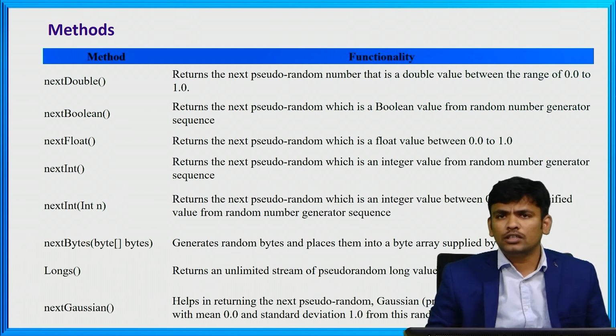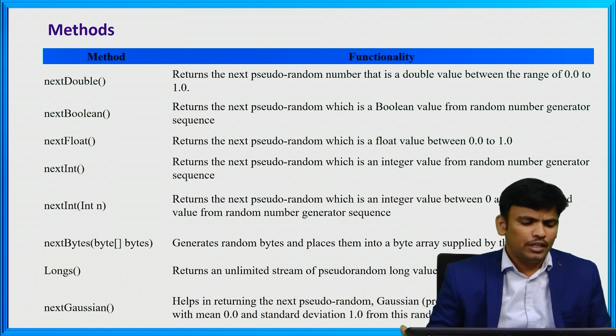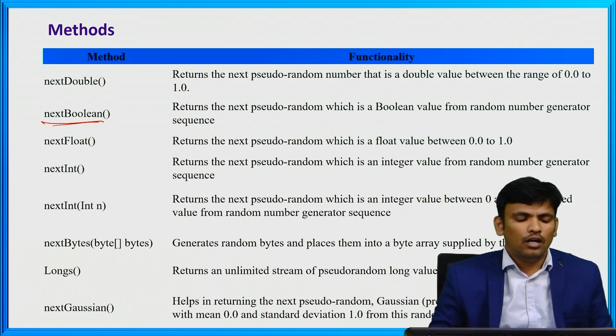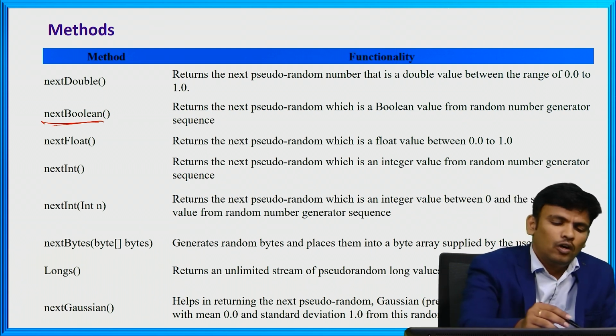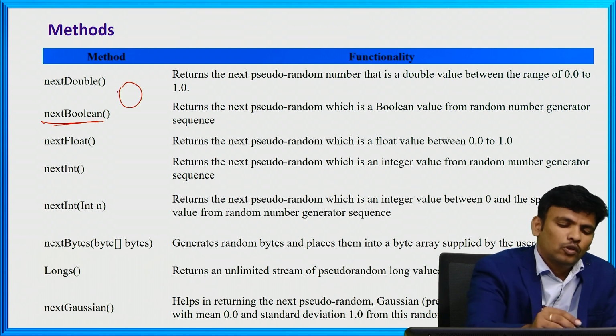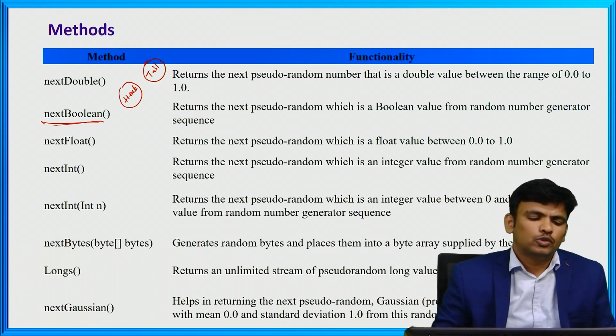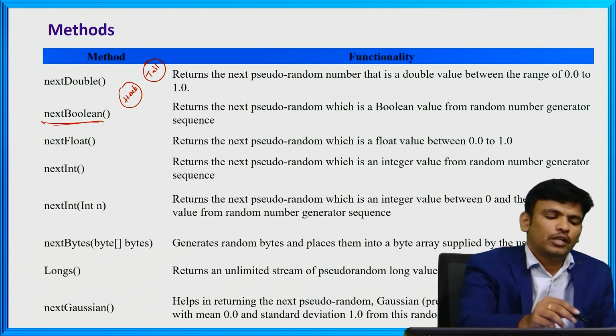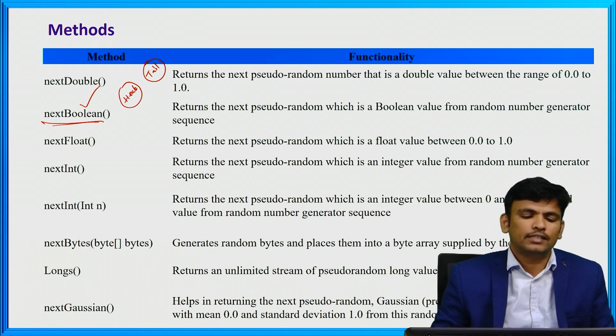Now, what is the advantage of using this Random class, and what are the application areas of the Random class? Here you can see the nextBoolean method. Suppose you want to develop an application like tossing a coin. Tossing a coin means there are two options, either head or tail. Sometimes you may get head or sometimes you may get a tail. So only two options are there. If you want to generate a random value between two options, you can use the nextBoolean method. The best example is tossing a coin.